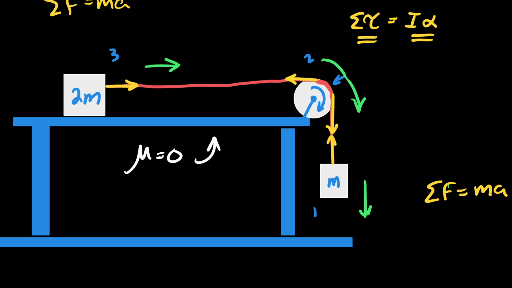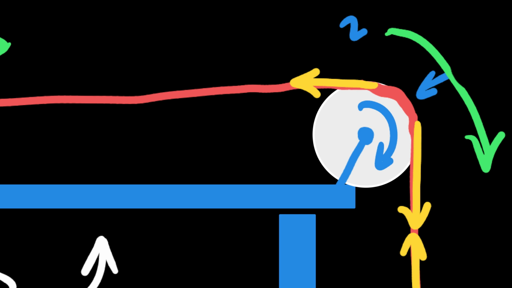And I know which one has to be greater. I know that this force, which applies a torque in the positive direction, has to be greater than this force because we know the direction the pulley rotates. So the only way that'll happen is if these two torques aren't the same, therefore these two forces aren't the same.